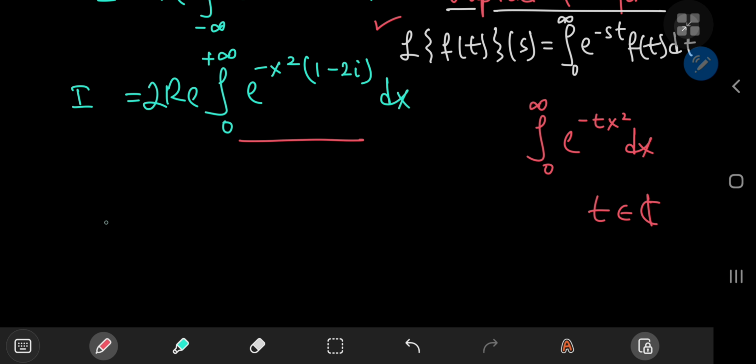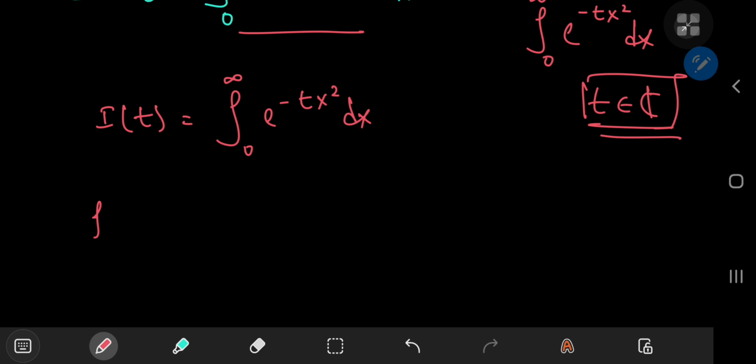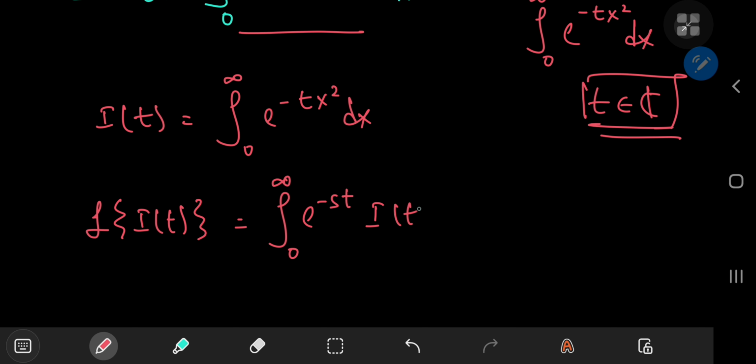So let's define an integral function I of t as being the integral from 0 to infinity of e to the negative tx squared dx, where t is a complex number. And using the Laplace transform of I of t equals the integral from 0 to infinity of e to the negative st times I of t, integration with respect to t.